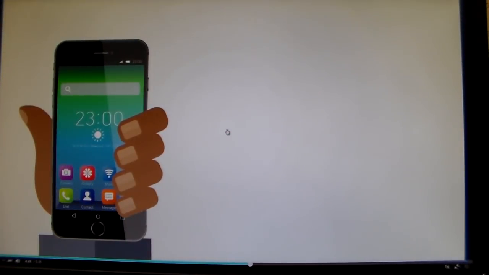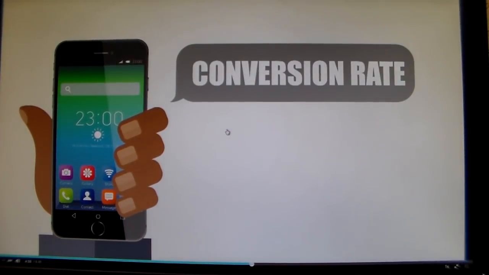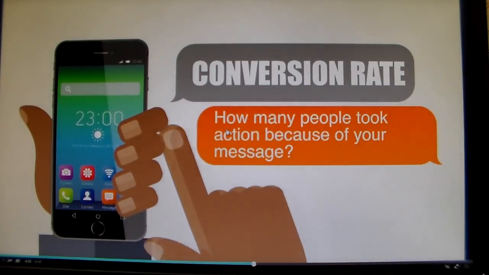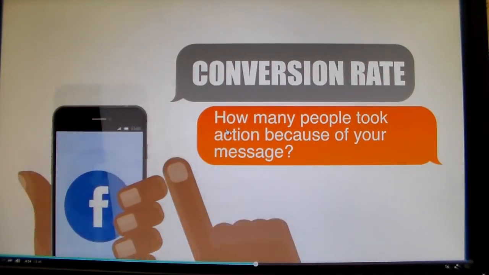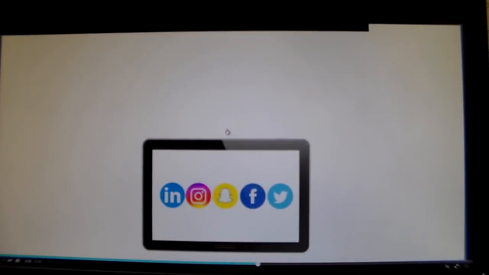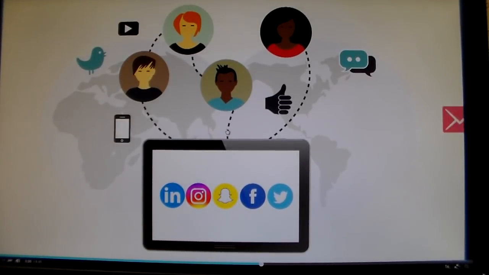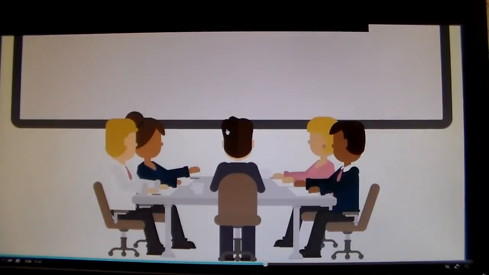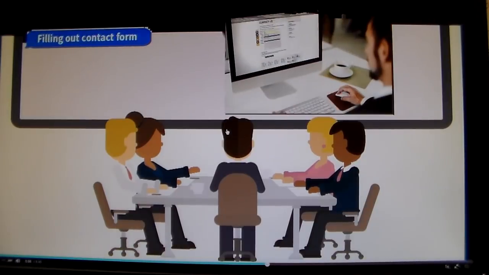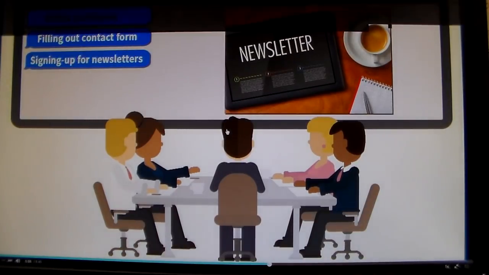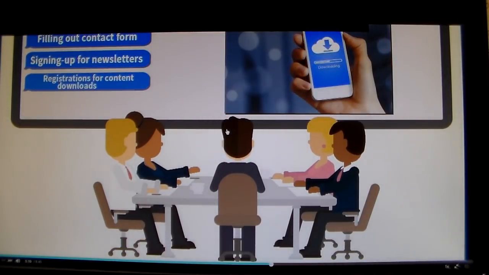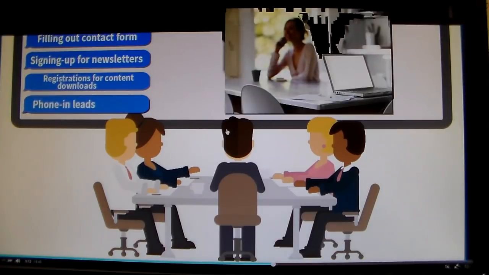Step 3, it is time to figure out your conversion rate. This answers the question, how many people took action because of your message? Conversion rate is critical because it tells how much your social media efforts impact on building the business. Examples of conversion metrics to track include online purchases, filling out contact forms, signing up for newsletters, registrations for content downloads, phone-in leads.